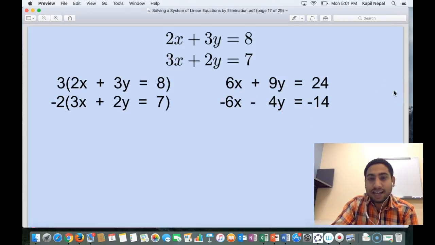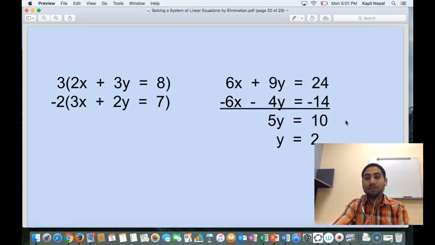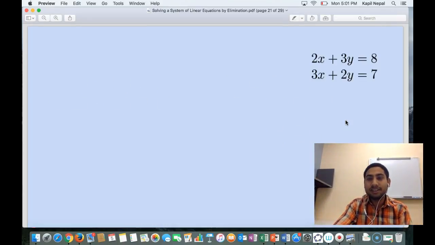So now let's add those two equations together. 6x and negative 6x cancel. So I've got 9y minus 4y, which is 5y on the left side, and on the right side is 24 minus 14, which is 10. Now if I divide both sides by 5, I get y equals 2.